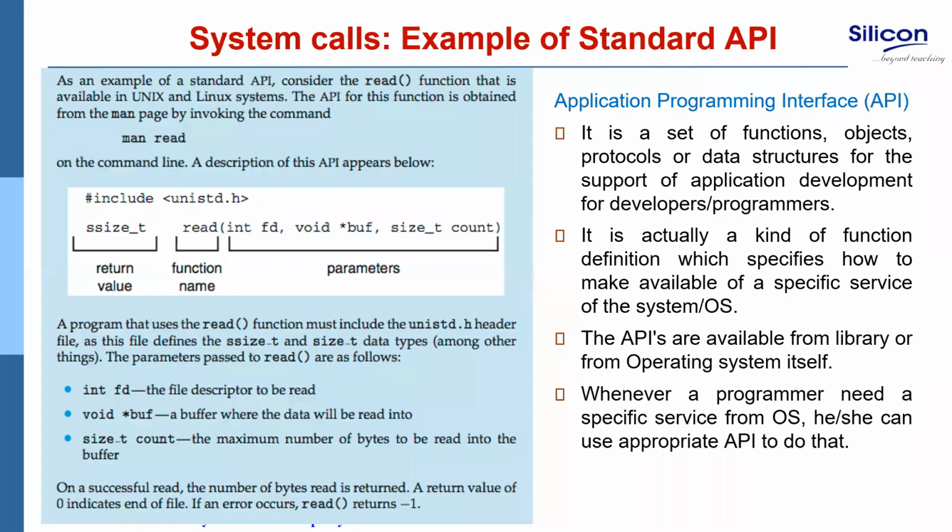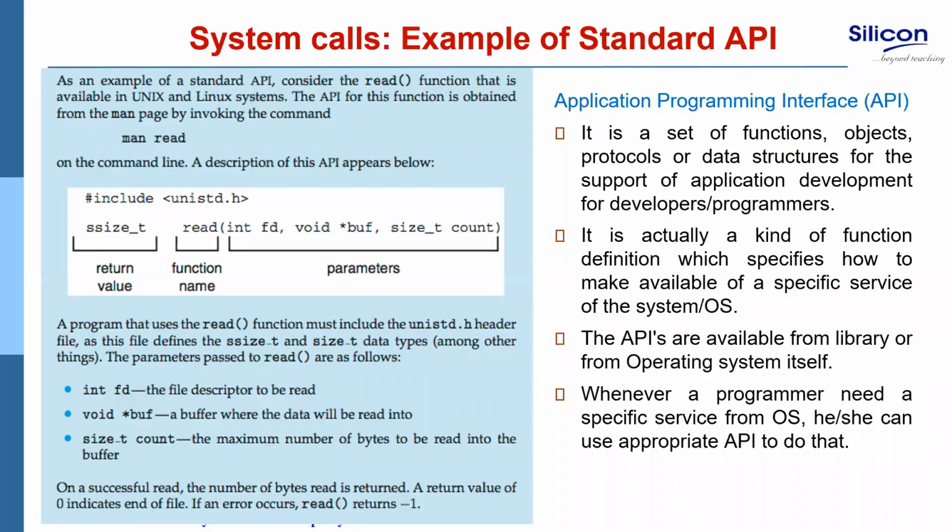It is actually a kind of function definition which specifies how to make available a specific service of the operating system. We have already discussed this. So we are actually defining a function. For what are we defining it? One of the services of the operating system must be made available. Our main objective is how to avail a service of the operating system, so we write the code for it in the API.